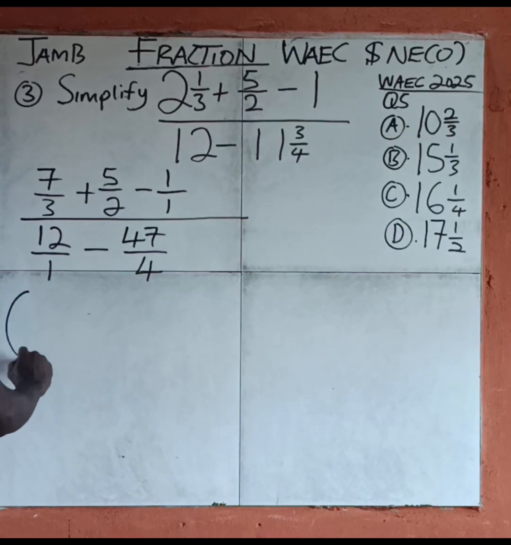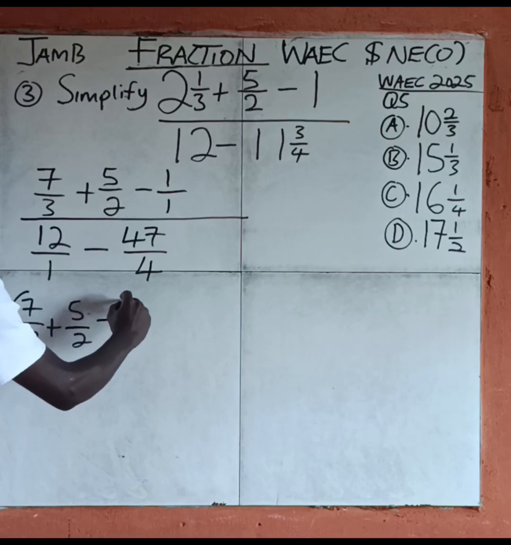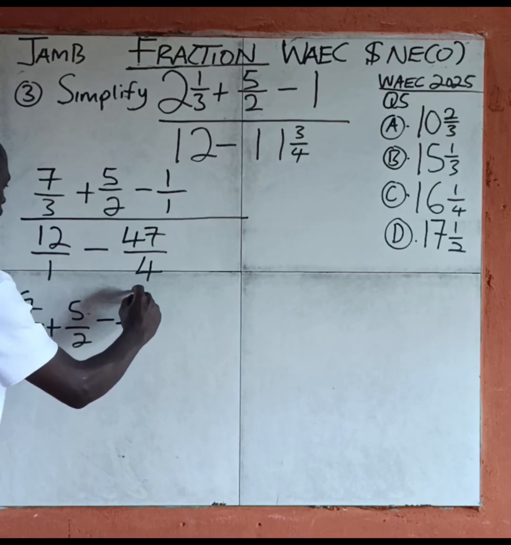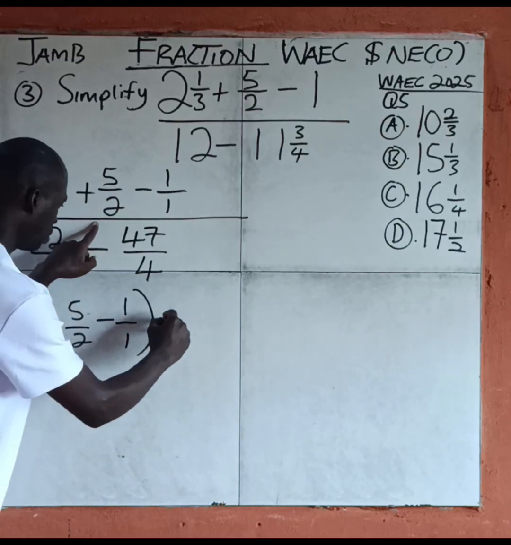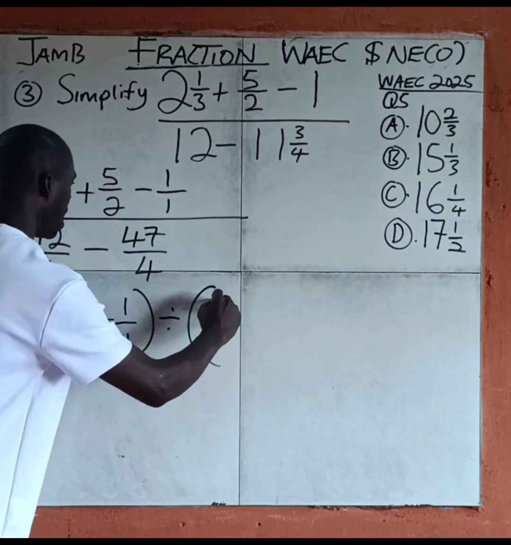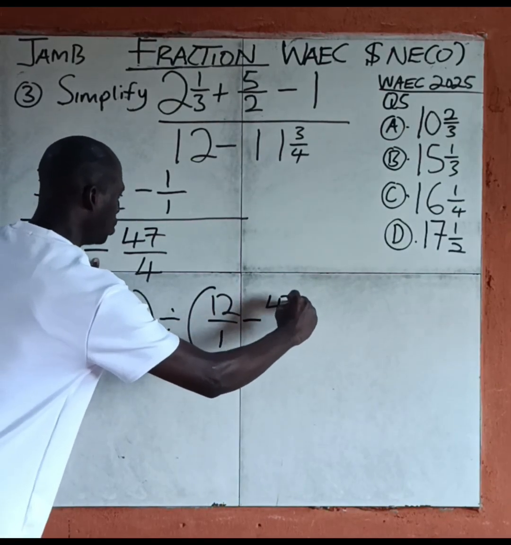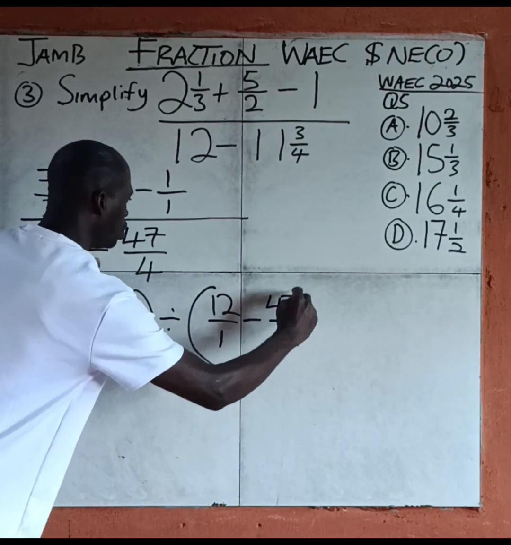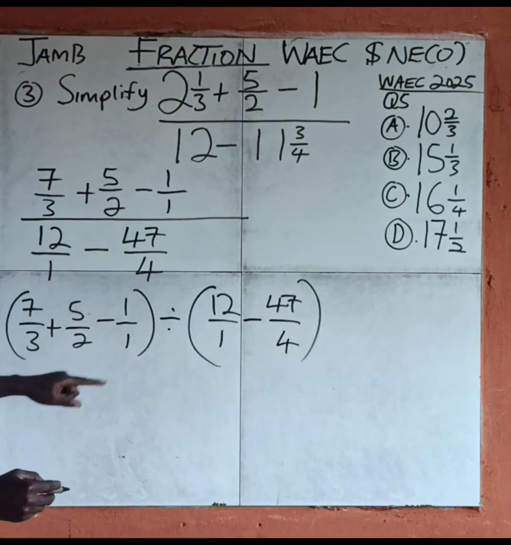We'll come here. I'm going to open a bracket. So watch me. This becomes 7 over 3 plus 5 over 2 minus 1 over 1. Can you see for yourself? Now, can you see the division line we are having here? I'm simply going to place it right here. Then, here again, we are having 12 over 1 in the denominator minus 47 over 4. So what we are simply going to do right now, we're going to work on this whole bracket.